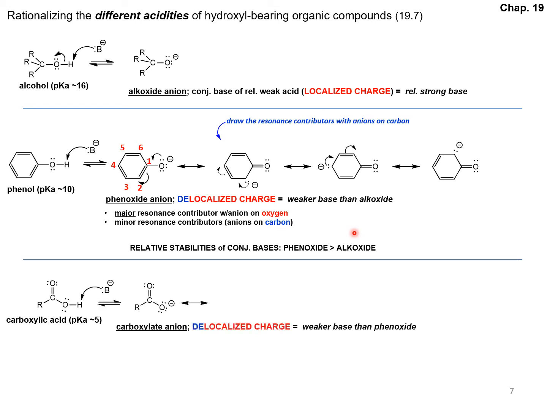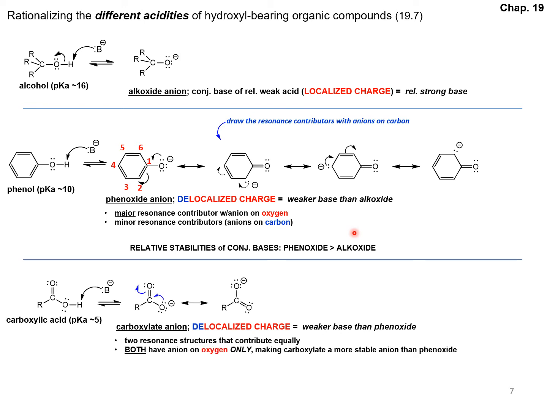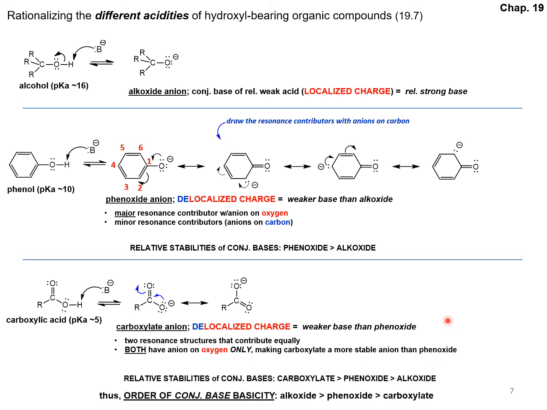Compare that to a carboxylic acid, where you make the carboxylate anion where the charge is delocalized. There's only 2 resonance structures, but the minus charge spends 100% of its time on an oxygen, on atoms more electronegative than carbon, and that makes the carboxylate anion more stable than the phenoxide anion. Therefore, the order of relative stabilities for these 3 conjugate bases is carboxylate is more stable than phenoxide, and phenoxide is more stable than alkoxide, which means that the carboxylate is less reactive than a phenoxide, and the phenoxide is less reactive than the alkoxide.